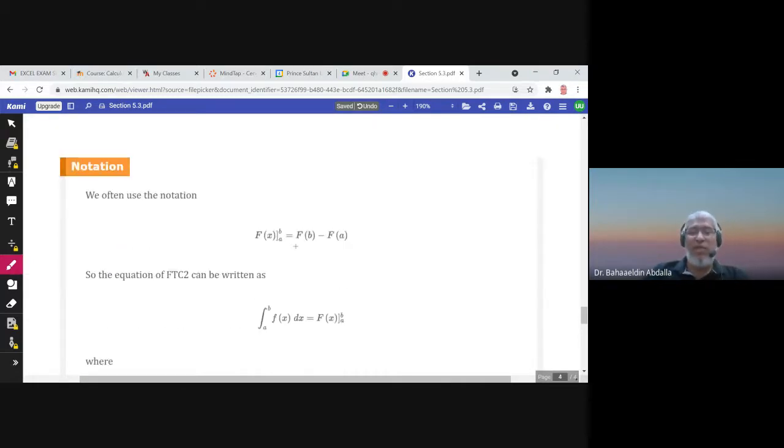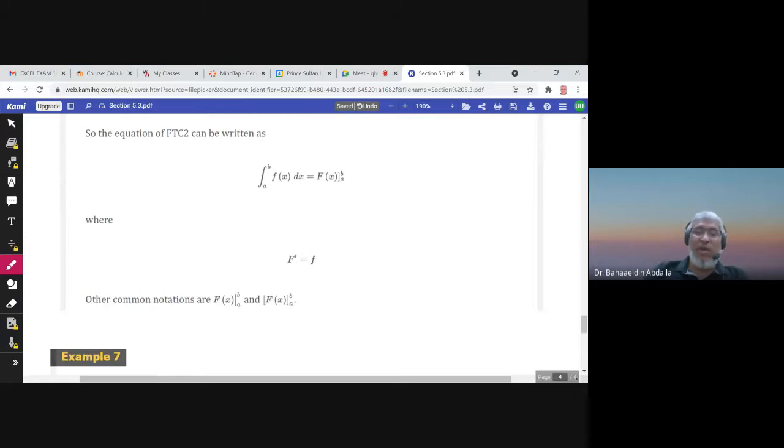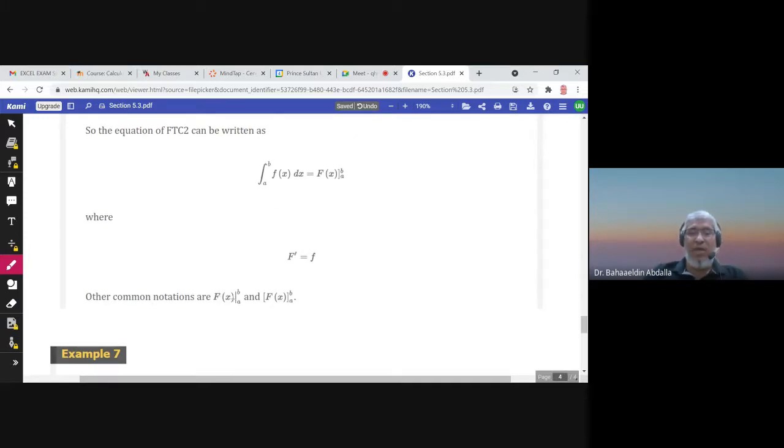Here we have some notation. We can write f of b minus f of a like this, f of x from a to b. So this symbol means f of b minus f of a. Or we can write it like this, or like this. All of these three symbols mean f of b minus f of a.